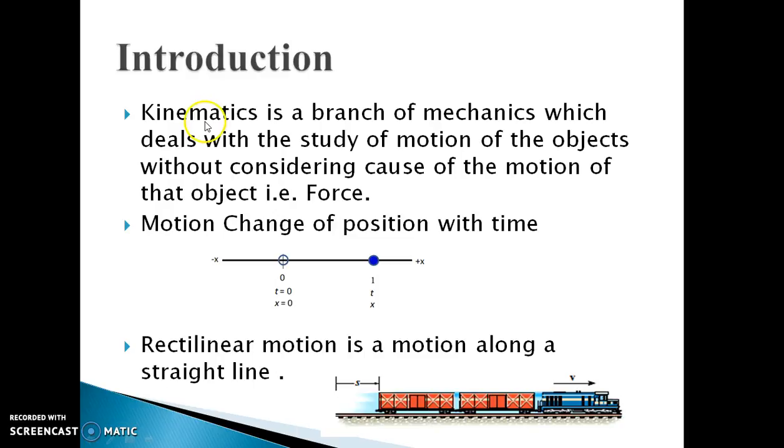So, what is kinematics? Kinematics is a branch of mechanics which deals with the study of motion of objects without considering the cause of motion of that object, that is force. We know that to move any object we require a force, but in the analysis of motion in kinematics we do not consider the force which causes the motion.